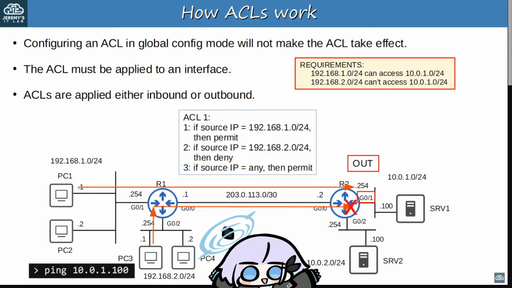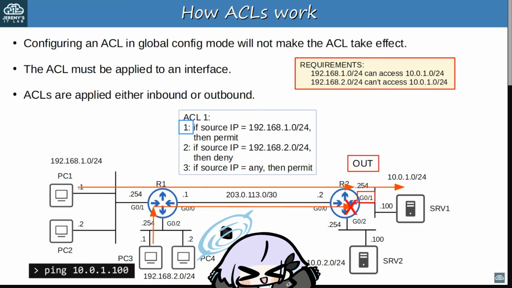Before forwarding the packet out of its G0/1 interface, R2 will check the ACL. It will trigger the ACL. If the source IP is in 192.168.1.0/24, then permit. Fulfilled. The source is 192.168.1.1, so the packet is permitted and R2 forwards it to server 1. Both requirements have been satisfied, and there is no effect on other traffic.